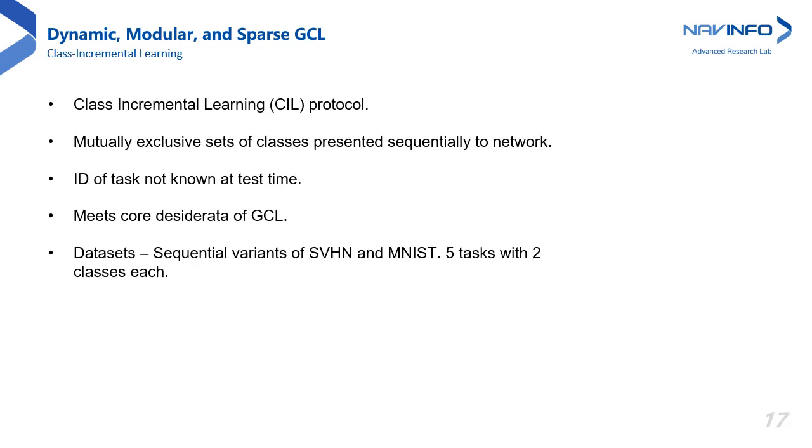We first look at results under the class incremental learning protocol, where mutually exclusive sets of classes are presented sequentially to the network. Task identity is not available at test time, and the protocol meets the core desiderata of GCL. To simulate the protocol, we use the sequential variants of SVHN and MNIST, with their 10 classes divided into 5 tasks containing 2 classes each.